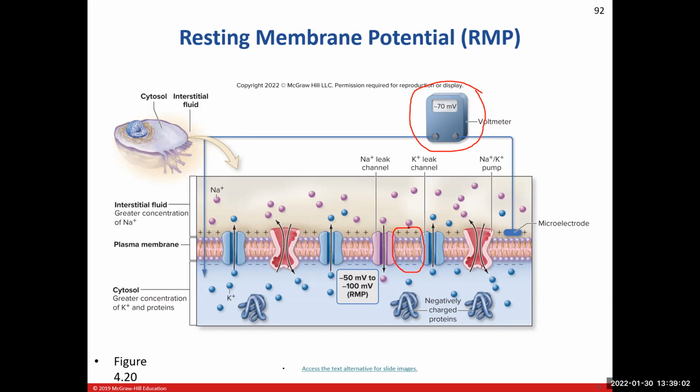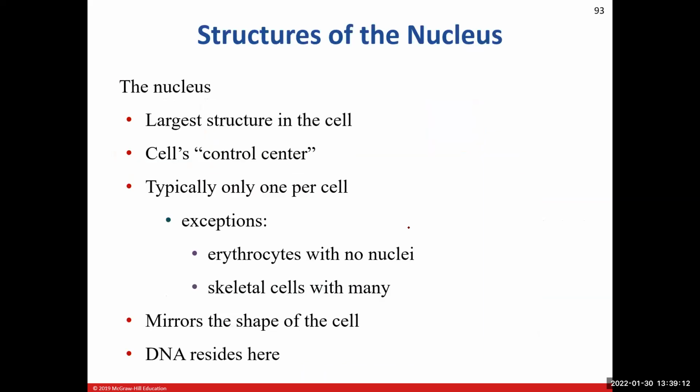And then we have our pumps that are always going to be moving 3 sodium out of the cell and 2 potassium into the cell all the time. We'll get into more detail on that when we get to chapter 12. But let's finish up chapter 4 and talk about the last part of our cell.